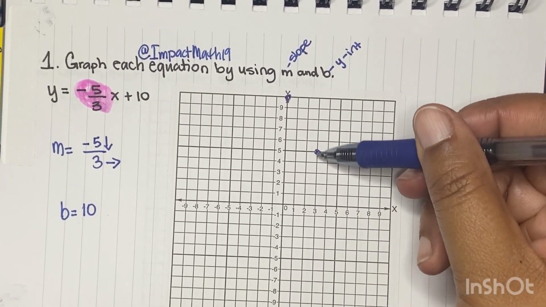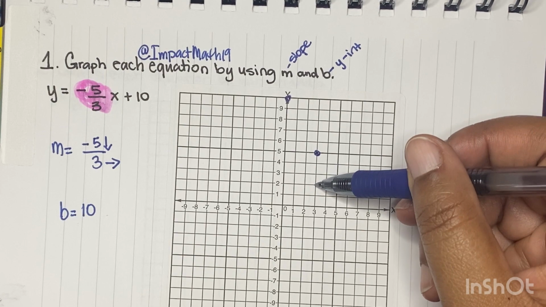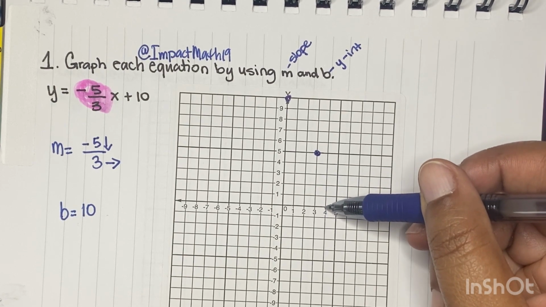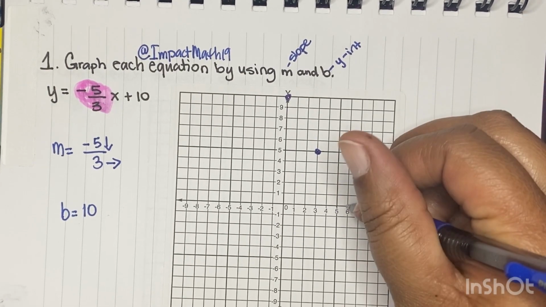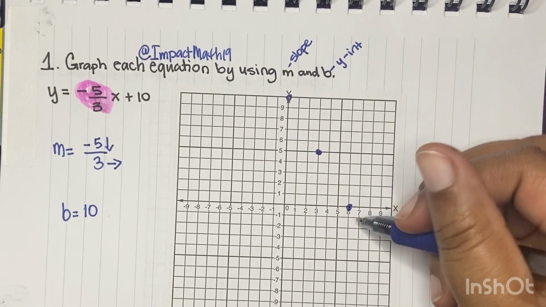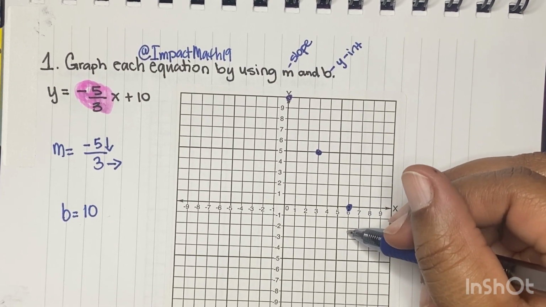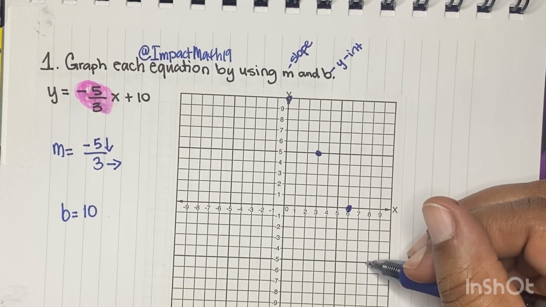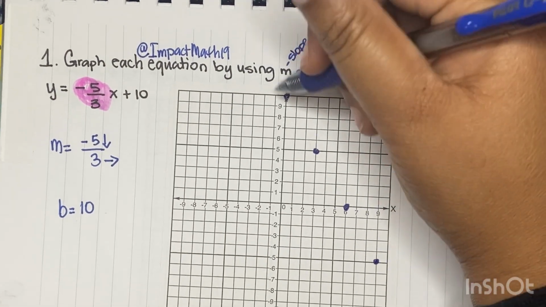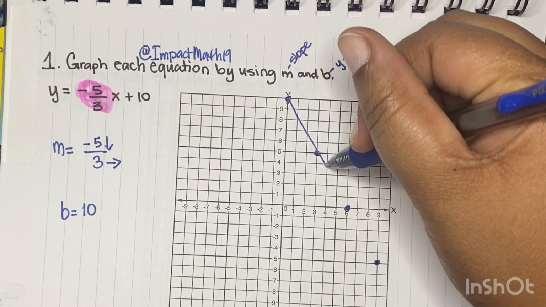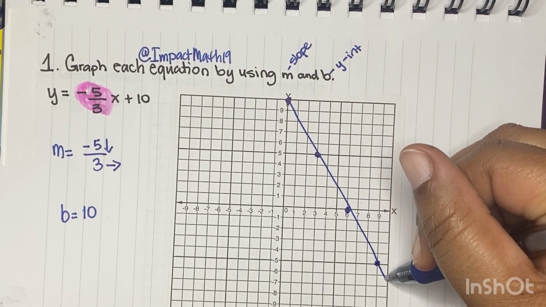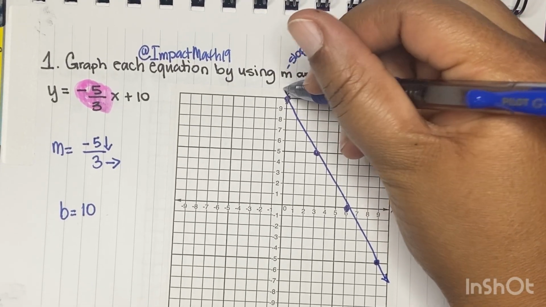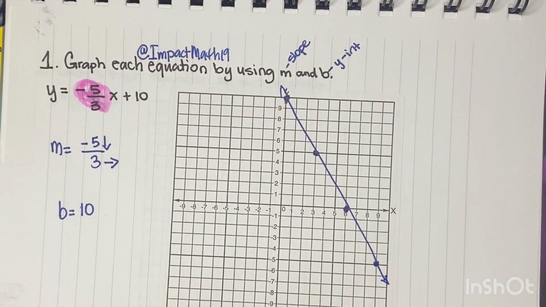Do it again. 1, 2, 3, 4, 5. Run 3. 1, 2, 3. Put a point. And we could do it one more time. 1, 2, 3, 4, 5. 1, 2, 3. And this right here is our linear equation.